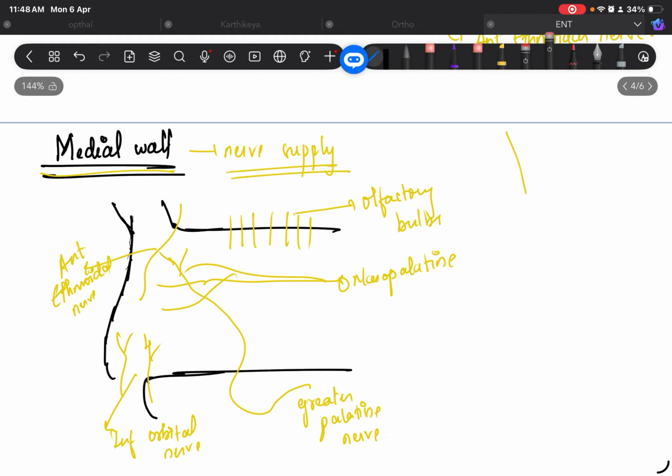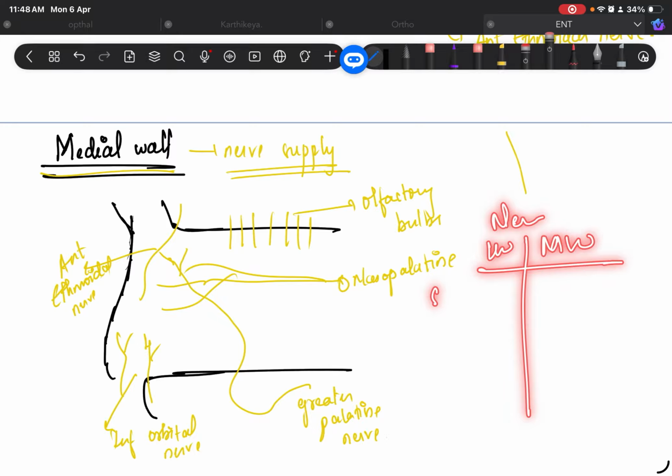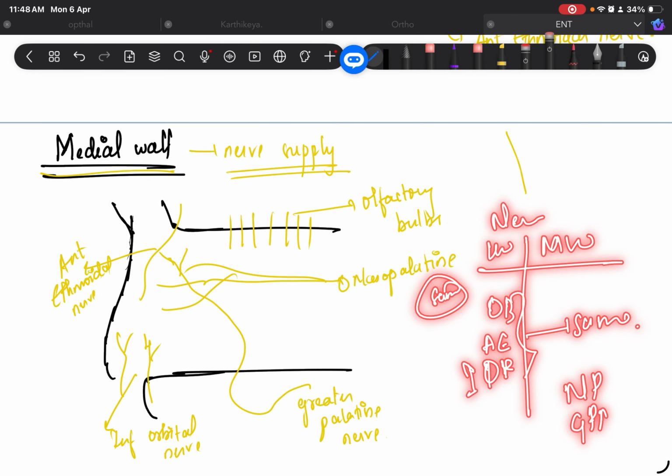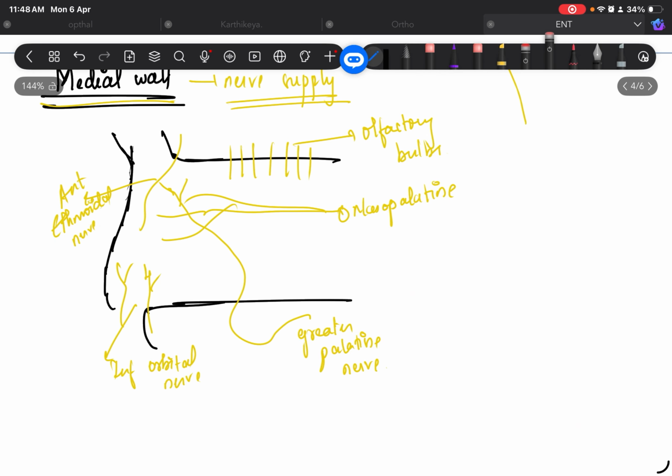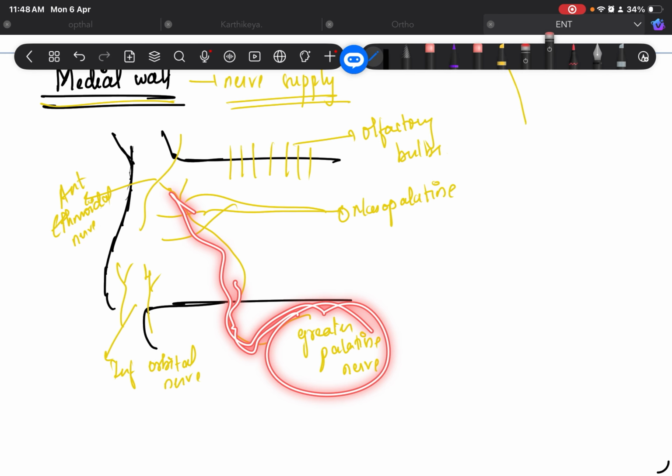Now we'll see the difference between the nerve supply of the lateral wall and the medial wall. First the same nerve supply: olfactory bulb, anterior ethmoidal and infraorbital. These are the same nerves supplying. And the nasopalatine and greater palatine nerves are the newer ones, which supply from the inferior part to the superior part of the nose.